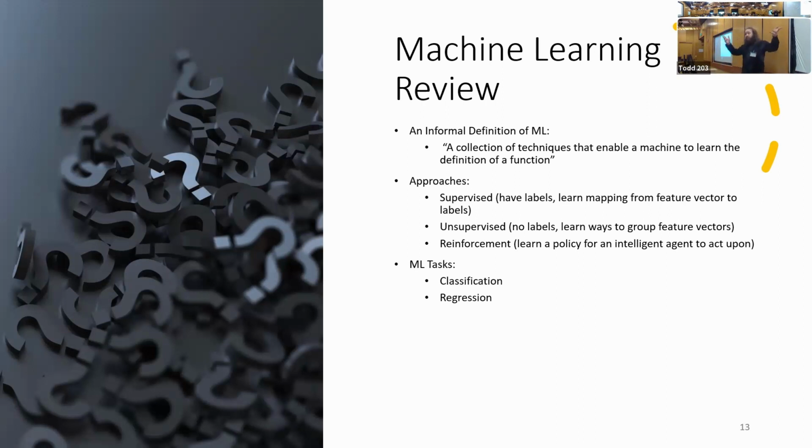So what is machine learning, right? Well, an informal description that I like to give for it is that machine learning is a collection of techniques that enable a machine to learn the definition of a function. You can think of a mathematical function that is some mapping from some set to another set. In this case, that input set is going to be feature vectors, and that output set is going to depend upon what type of machine learning application we're dealing with.